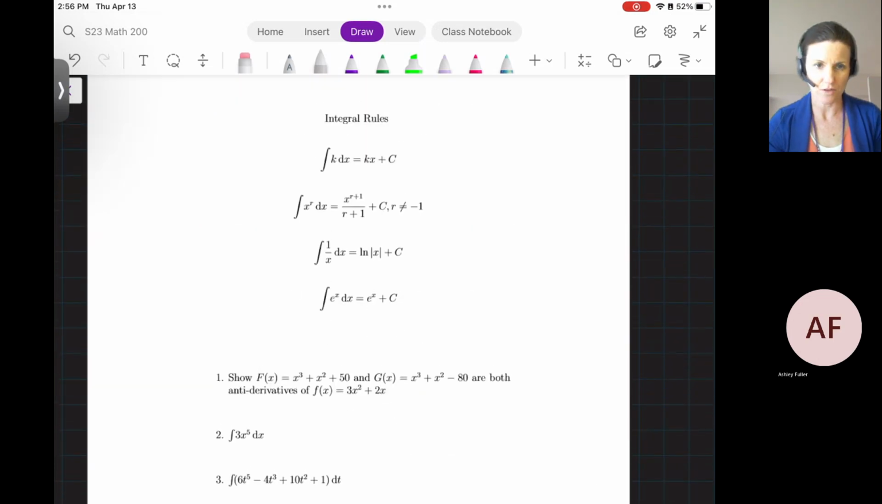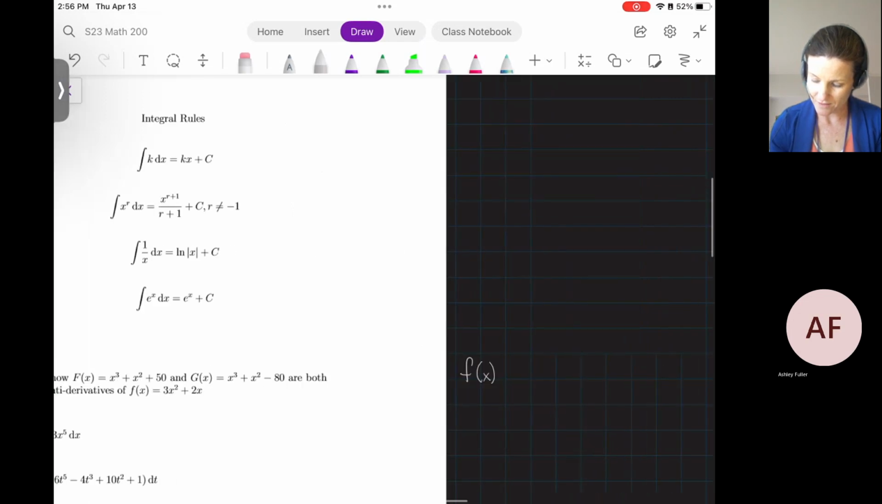How do we show this? Well, I have the integration rules here for you that we'll get back to in just a minute, but let's look at this first example where we're going to show that F of x equal to x cubed plus x squared plus 50 and G of x equal to x cubed plus x squared minus 80 are both the antiderivative of f of x. To show something is the antiderivative, we want to show that this is the derivative of the actual function.